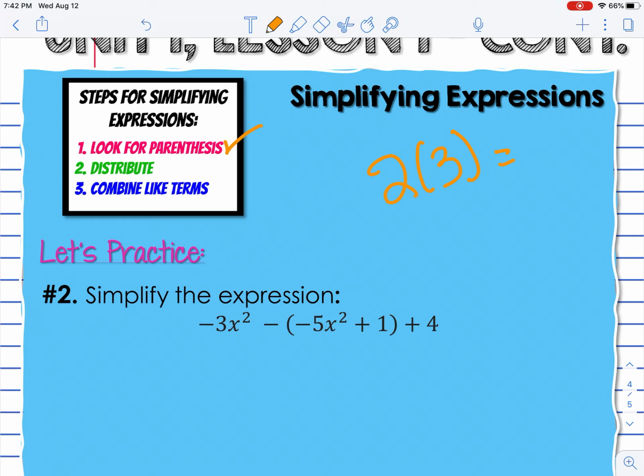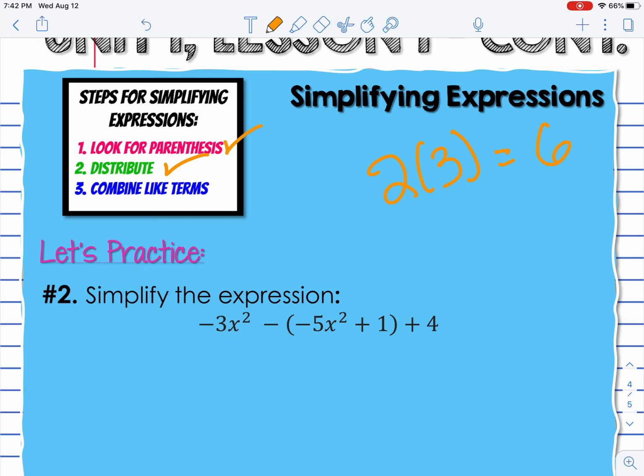Yeah, that means 2 times 3, which is 6. Great. Parentheses mean multiply. Guess what they mean in algebra? Multiply. Exactly. But we call it something different. We call it, look for parentheses, check, have them, then you got to distribute. What does distribute mean? I don't know. Guess what? It means multiply, but it means multiply like this.